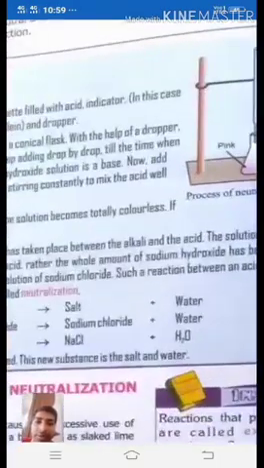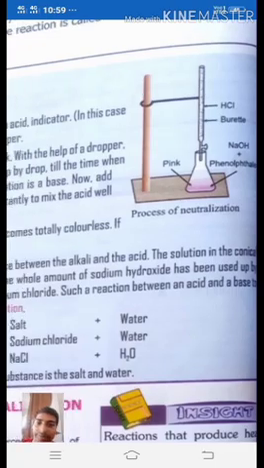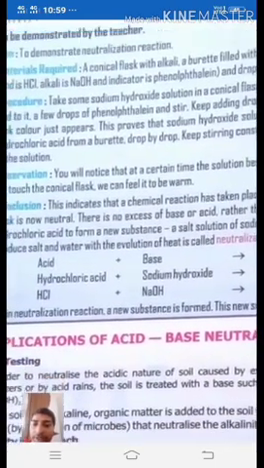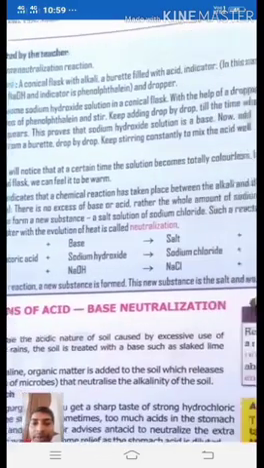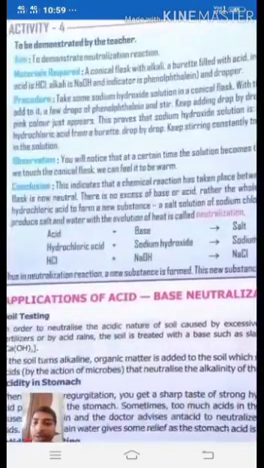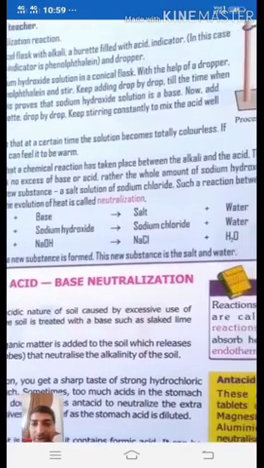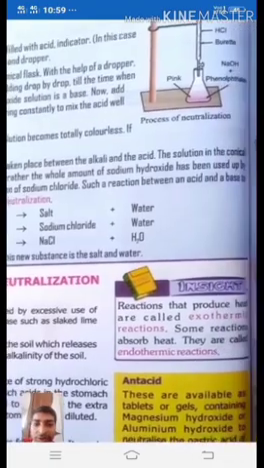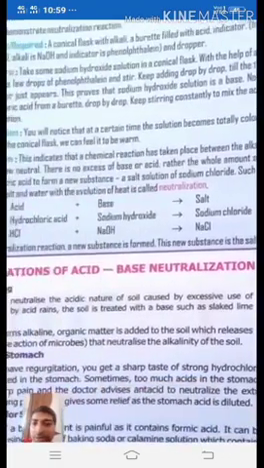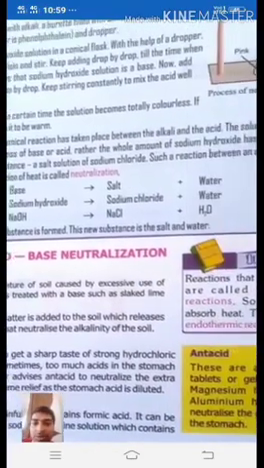Here you can see that NaOH we are adding first, then we are adding an indicator, now we are adding HCl, that is acid. This indicates that a chemical reaction has taken place between the alkali and the acid. The solution in the conical flask is now neutral. There is no excess of base or acid; the whole amount of sodium hydroxide has been used up by the hydrochloric acid to form a new substance, a salt solution of sodium chloride.